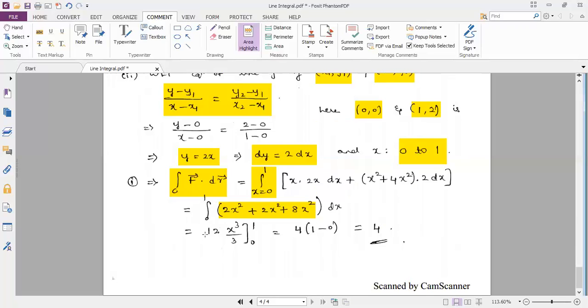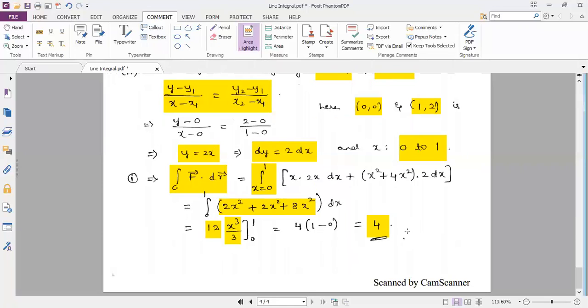Integration of 12x square is 12 into x cube divided by 3. Need to apply the limits 0 to 1. So upper limit minus lower limit will fetch us the answer for the second subcase as 4. So these were the different varieties of problems under line integral. Hope you all followed. Thank you.